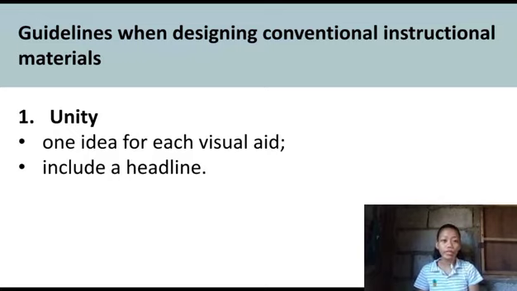So the idea of unity is to have one idea or topic for each visual aid. Avoid using one visual aid for multiple topics unless your topic is something like the part of speech or figurative language. Another thing that you must remember to achieve unity in your instructional materials is to include a headline. So the headline will contain the topic or the title of the topic you are trying to present in your visual aids, like the part of speech, noun, adjective, and the likes.